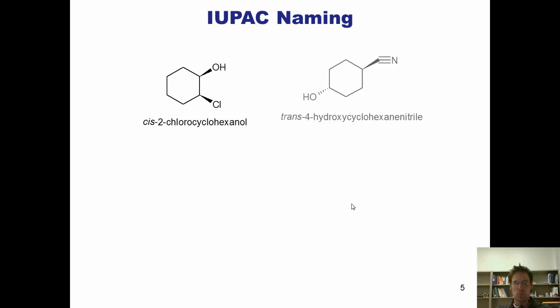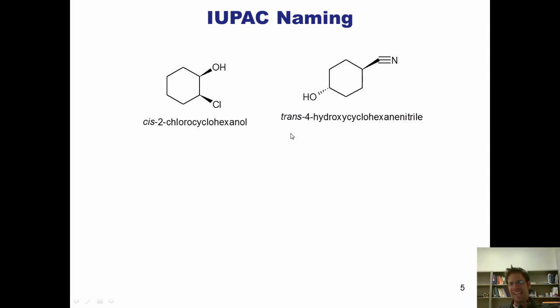Now, I want you to remember two other nuances. First, we call di-substituted cyclic molecules cis if their two substituents are pointing in the same direction, and trans if their two substituents are pointing in opposite directions. Now, here are two examples that I've shown here. You're welcome to study these names and make sure that they make sense to you.